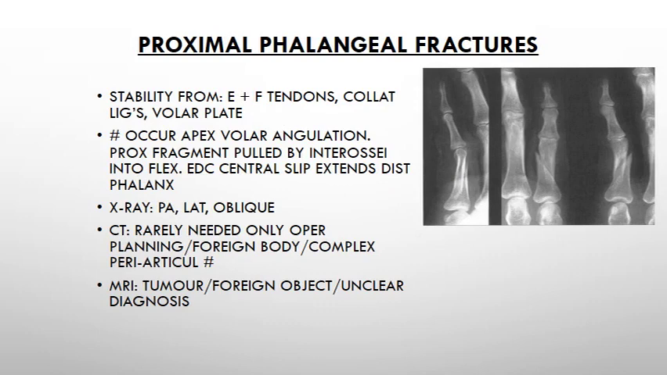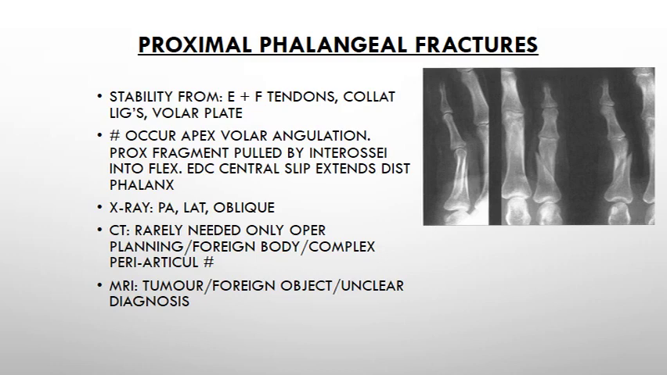We now look at proximal phalangeal fractures. They are distal to the metacarpal bone, and the stability comes from the extensor and the flexor tendons crossing them dorsally and volarly, collateral ligaments, and volar plates. A fracture occurs in apex volar angulation, where the proximal fragment is pulled by the interossei muscles into flexion.